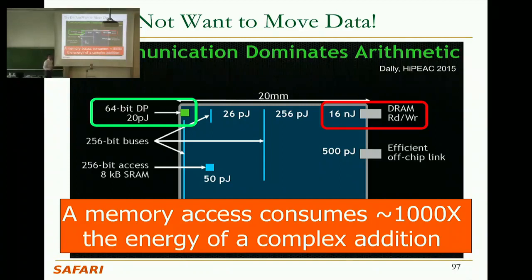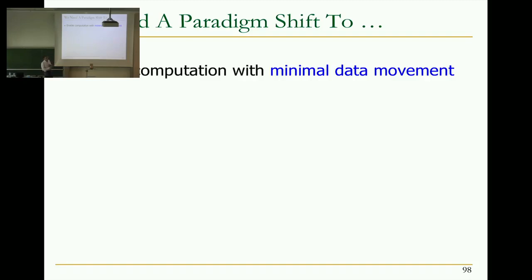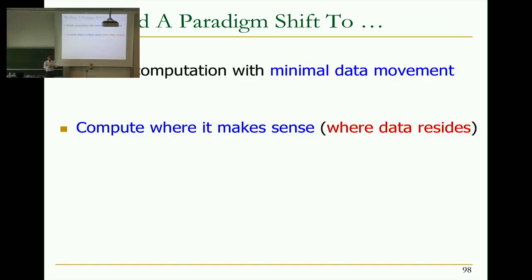Essentially, my point is we do not want to move data. We want to keep the data where it is, and we want to move the computation to it whenever it makes sense. So essentially, we need a paradigm shift to enable computation with minimal data movement. Compute where it makes sense. I'm not arguing you should always compute in memory. You should really compute where it makes sense, where the data resides, and orchestrate that computation.